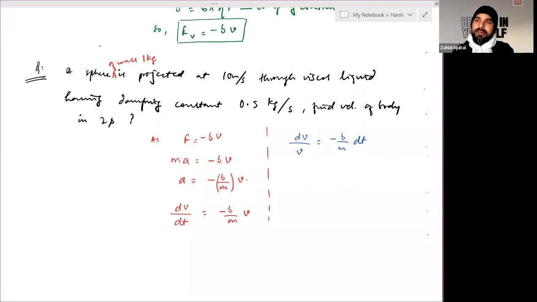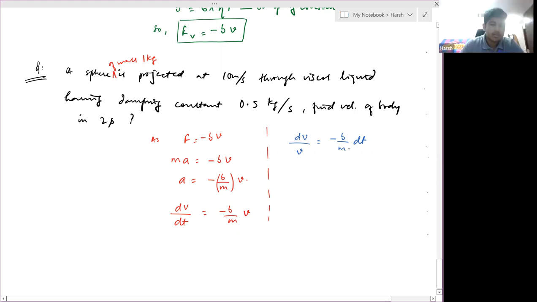Since in this part about viscous force, the force is proportional to velocity, at each instant the velocity of the particle will be different, so the force will be different, and hence the acceleration will be variable. Hence, we have to use the calculus method. That's why I'm using this approach. Is it clear? Yes, sir.